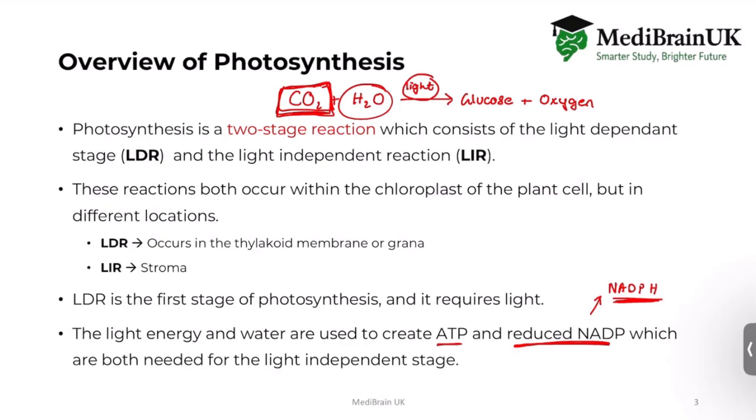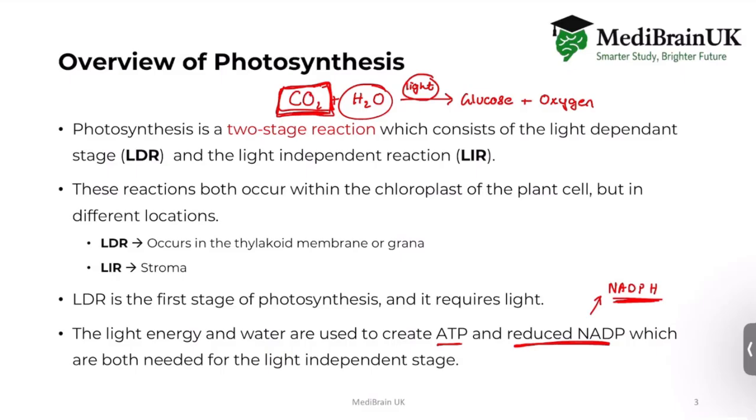If you remember OIL RIG, oxidation is the loss of electrons and reduction is the gain of electrons. If it's the gain of oxygen, it's also the gain of hydrogen. So oxidation is the loss of electrons, reduction is the gain of electrons. Okay, it's the gain of hydrogen. So the products are then used in the next stage, which is the light-independent reaction. But don't worry about that final point too much. We'll get through that when we look at the process.